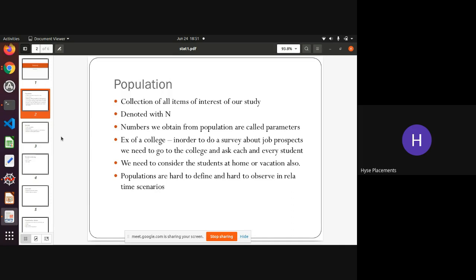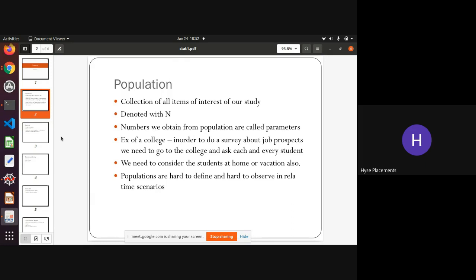Okay, suppose he is considering the entire college. That means a few people might not be present at the time. They might be absent, a few are at home, or some might have gone on vacation. So it's very difficult for the interviewer to interview them. He can't go to their home or to the vacation place where the students are.